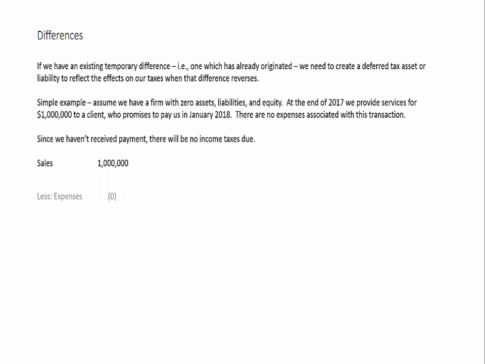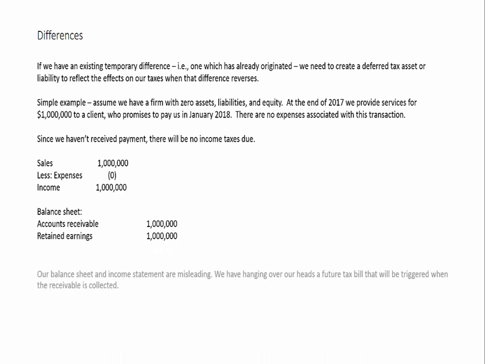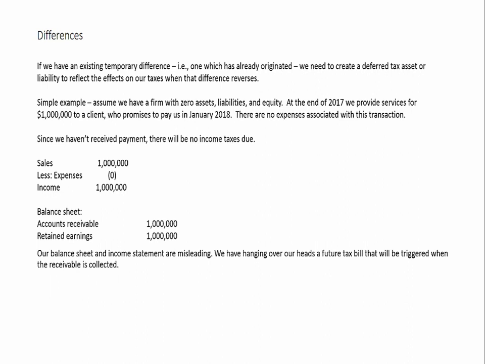We'd have sales of $1 million, less expenses of 0, for income of $1 million. On our balance sheet, we'd record a $1 million receivable and $1 million in retained earnings. Now the problem is our balance sheet and our income statement are misleading. We have hanging over our heads a future tax bill that's going to be triggered when that receivable is collected.